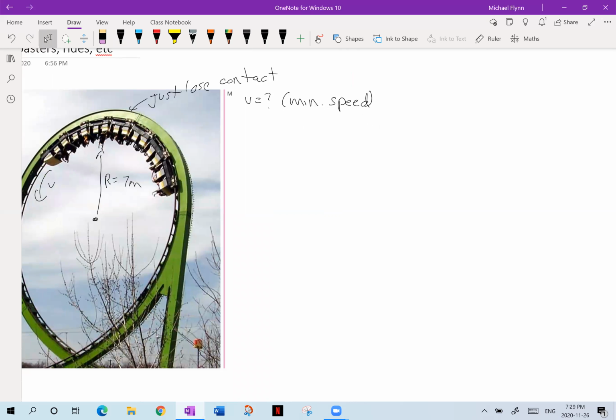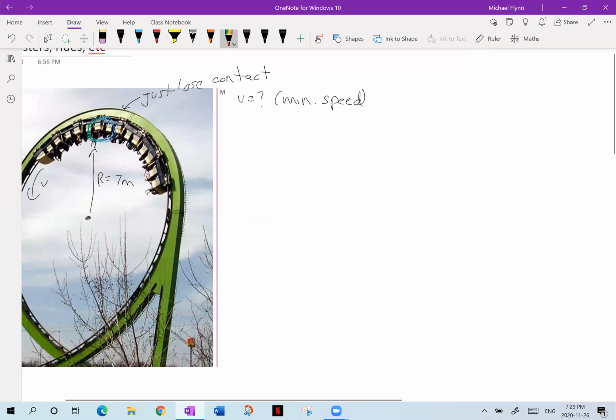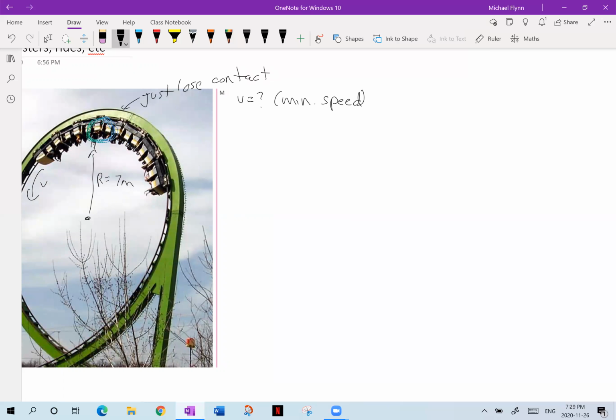Let's find out. So what we're going to do is draw a free body diagram here. We're going to draw a free body diagram of someone that's right here in the totally upside down position. What does their free body diagram look like? I mean someone sitting on the seat.